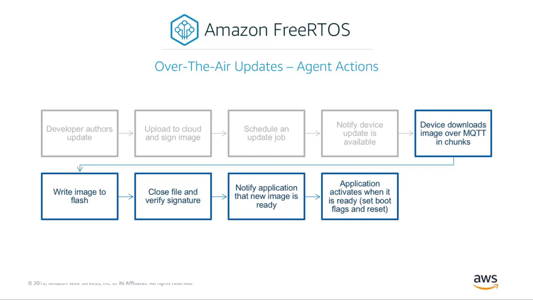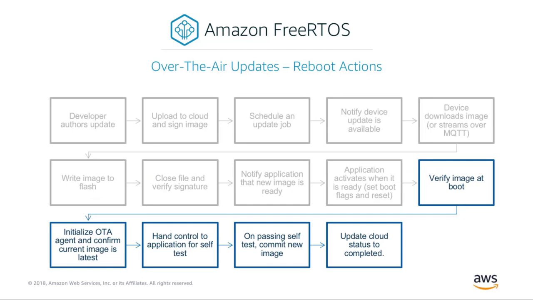Once the image has been downloaded completely, the agent will verify the signature and notify the FreeRTOS application of the new image so that the application will proceed to replace it with the new image. The last stage of the over-the-air update is the reboot with the new flash.